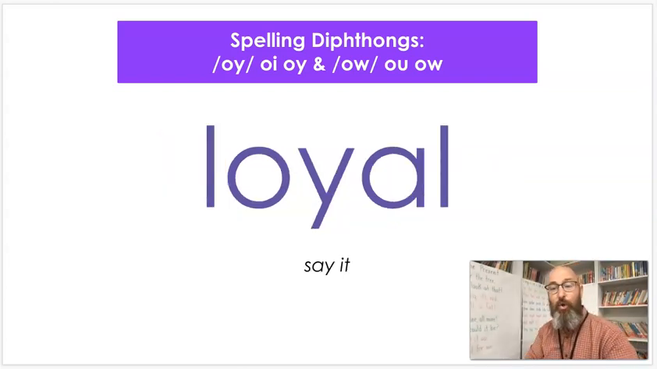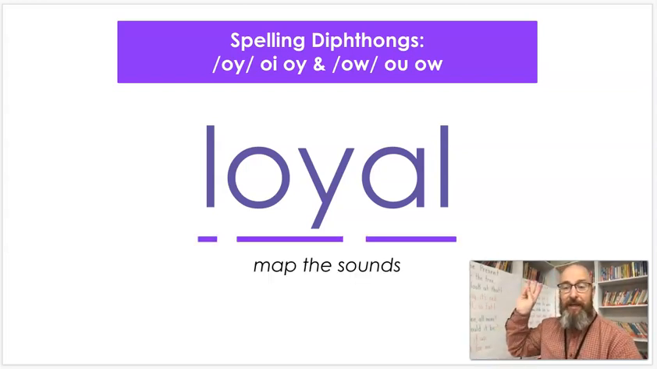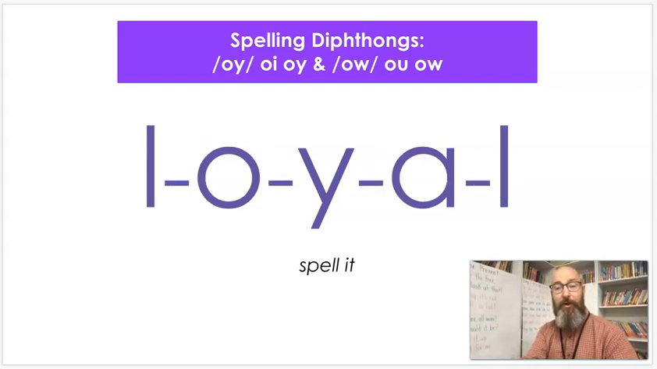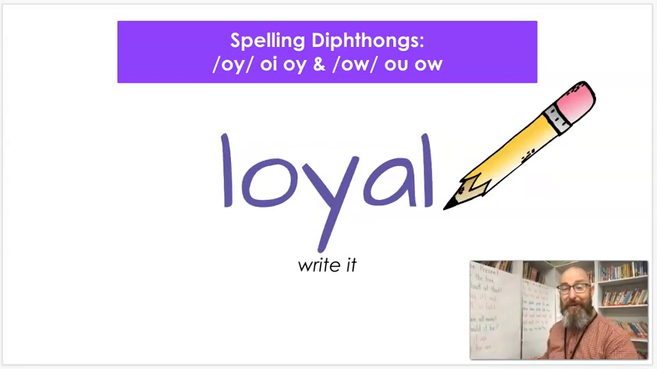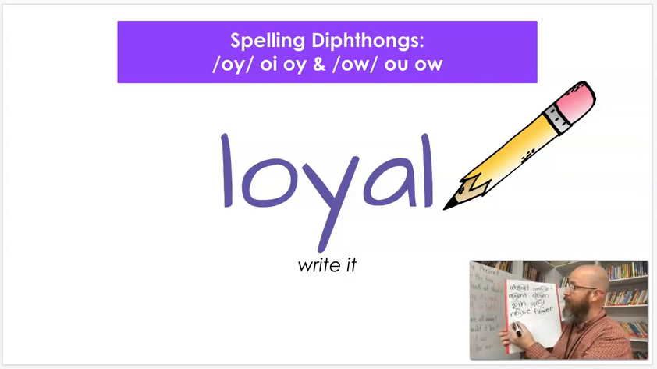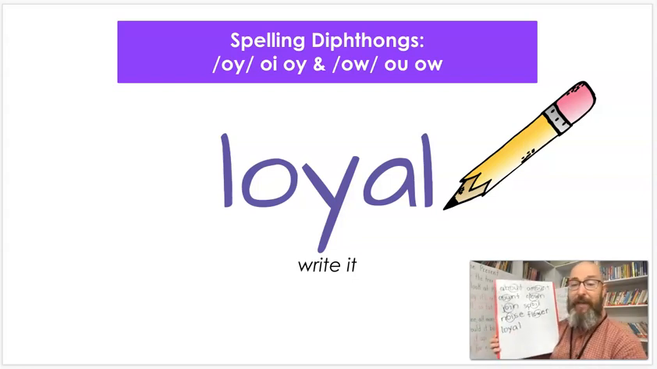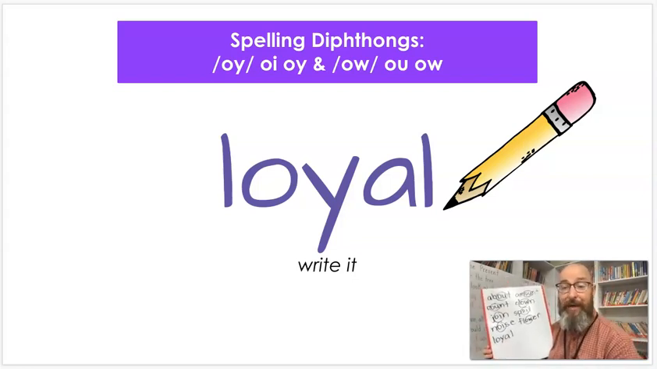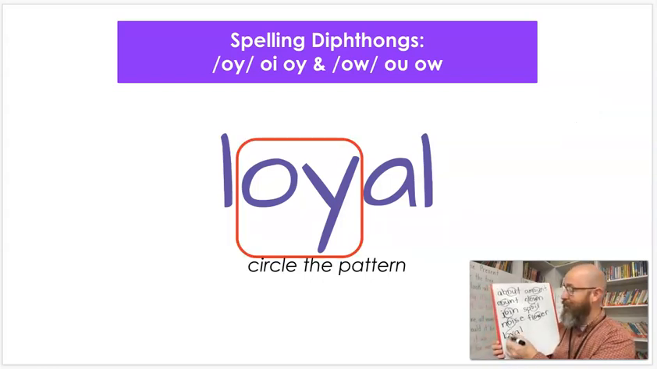Our next word is loyal. Say loyal. Tap the sounds. L, oi, ul. Loyal. Spell the word. L-O-Y-A-L. Loyal. Let's write it. L-O-Y-A-L. And if I say the word loyal, I hear an oi in there. What two letters make that sound? O-Y is correct. Circle that.